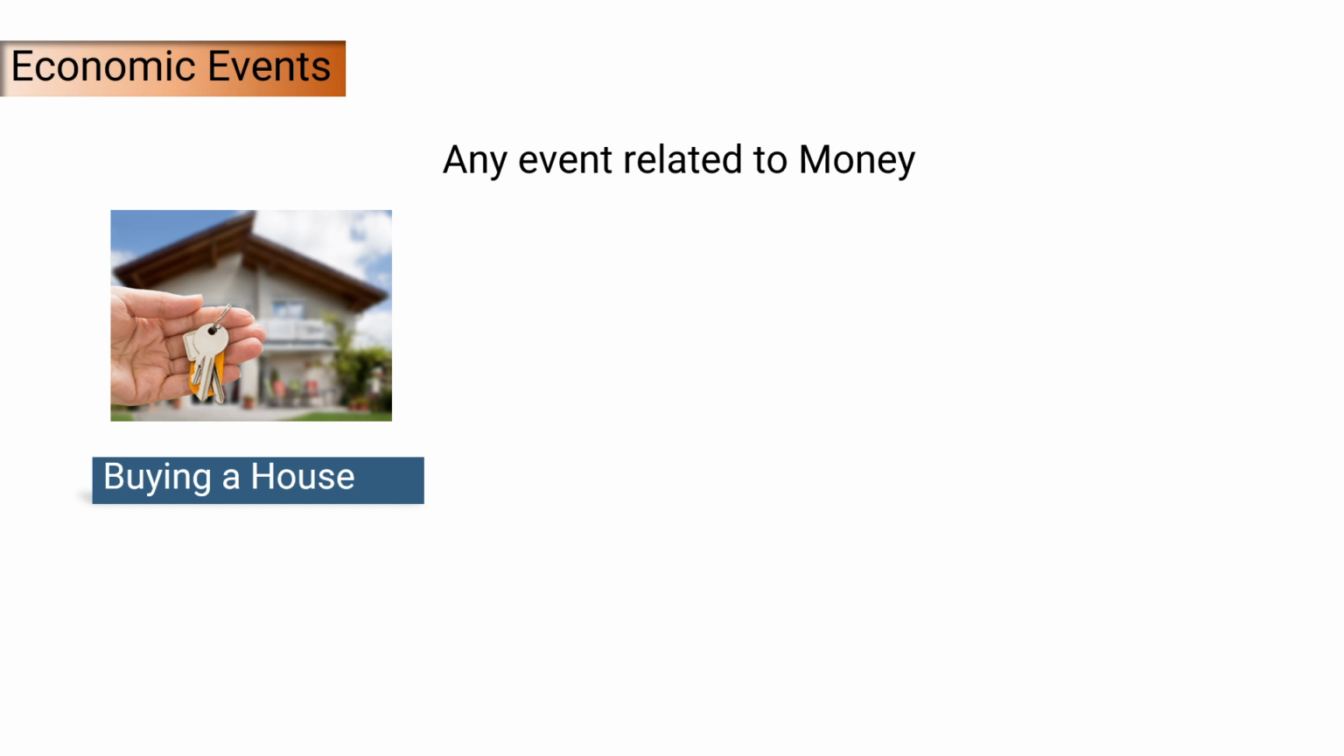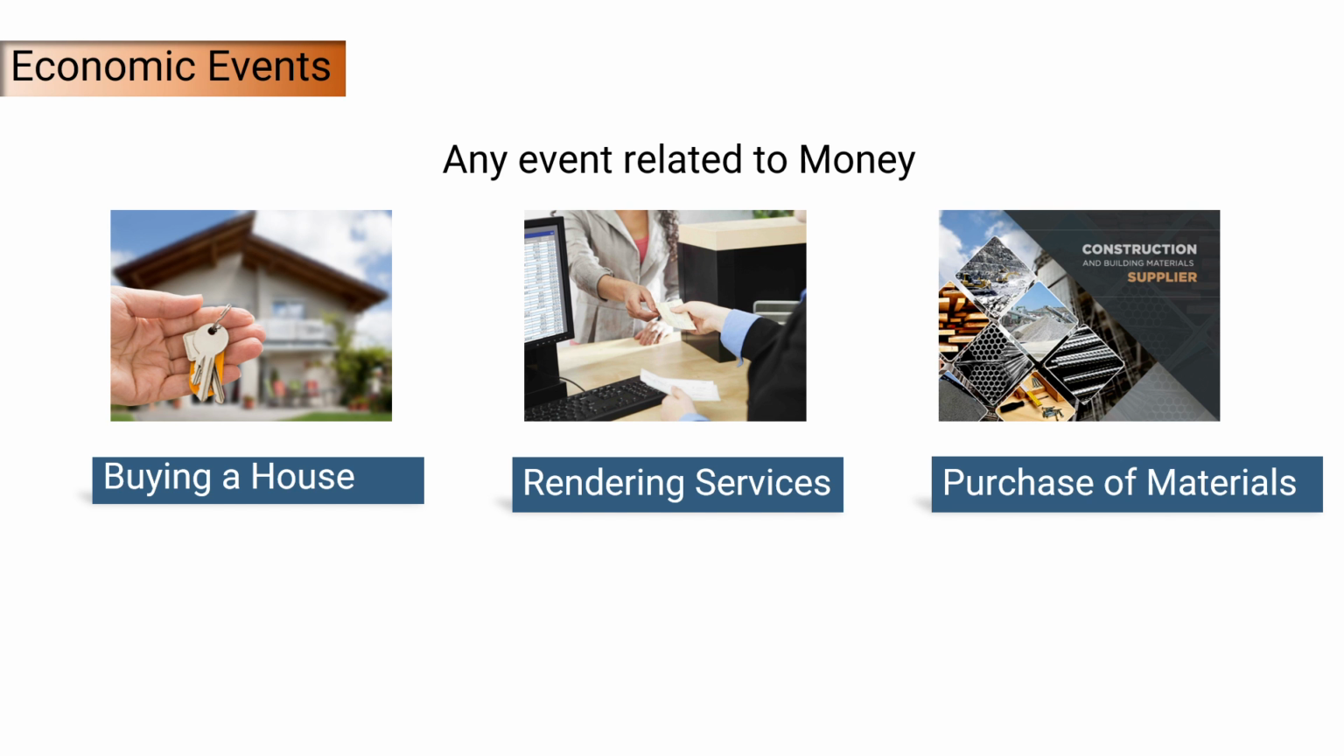So buying a house, rendering of services, purchase of material. You see, in all of these three cases, when you're buying a house, you're paying the money, you're getting a house. Rendering the services, you're getting money. You are purchasing material, you're paying money, you're getting material in return. So all of these events or transactions involve money. Any transaction which can be measured in terms of money is recorded in the books of accounts, and that is what is meant by economic events.